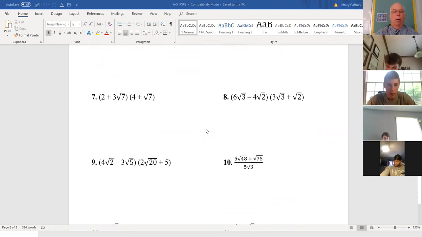7, 8, and 9 are all FOIL. So let's do 7. All right. So it's like, oh man, I got radicals. What do I do? I got radicals with values outside of the radicals. Well, let's just do what it says to do. So let's just do it.